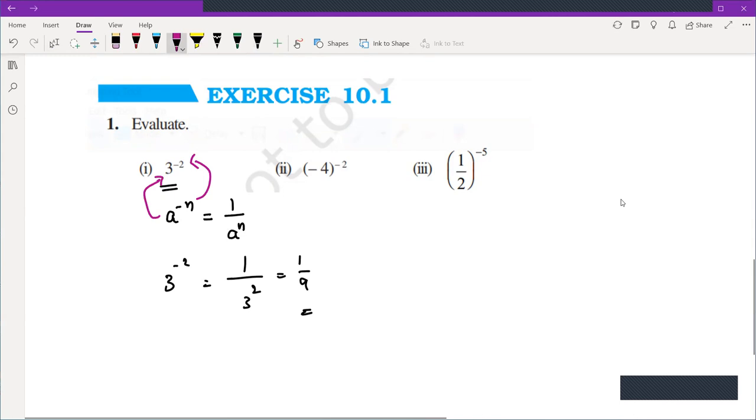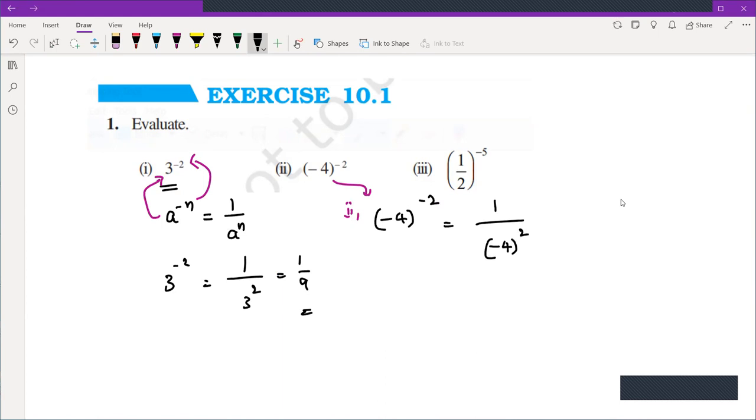When it comes to the second one, minus 4 whole to the power of minus 2, use the same formula. So you can write 1 by minus 4 whole to the power of plus 2. So that it is 1 by minus 4 whole square. Minus 4 into minus 4, which is plus 16.